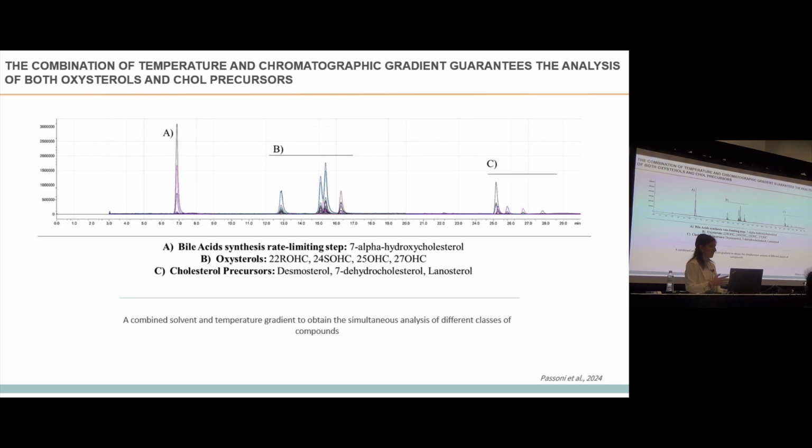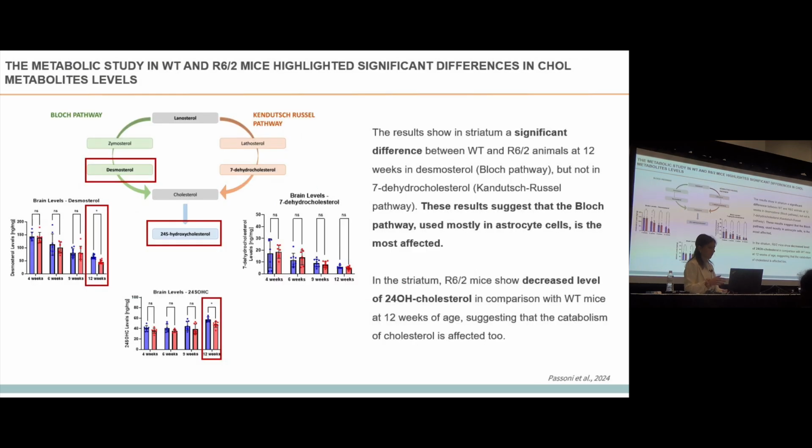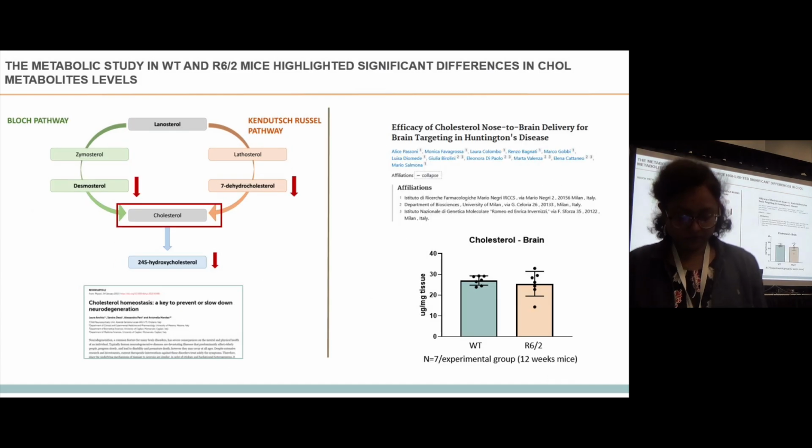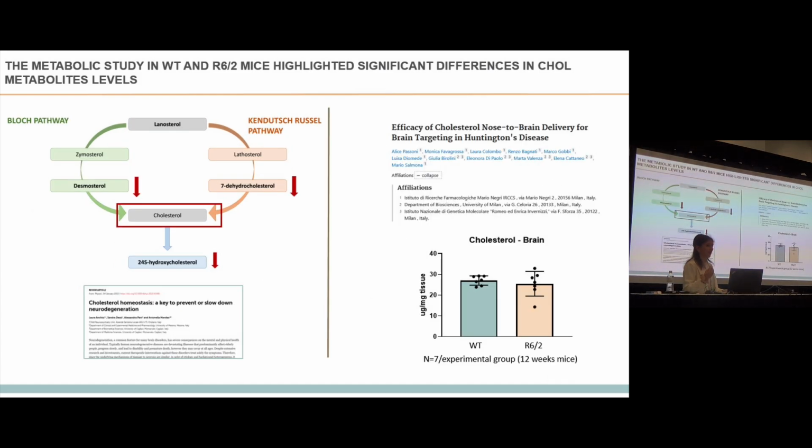And as you can see, we have a classical method with bile acids in the first part of the chromatographic run, the separation of the oxysterols, and the elution of the cholesterol precursors. Briefly, we found a reduction in brain from R6/2 mice in desmosterol and in 24S-hydroxycholesterol, that is the main catabolite of cholesterol brain synthesis. But when we used the LC-MS method to study the total content of cholesterol in brain, we did not see any difference between wild type and R6/2 mice.